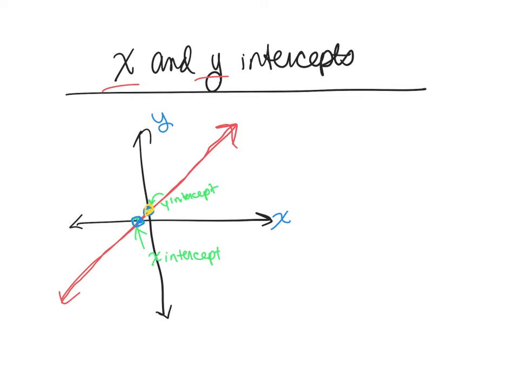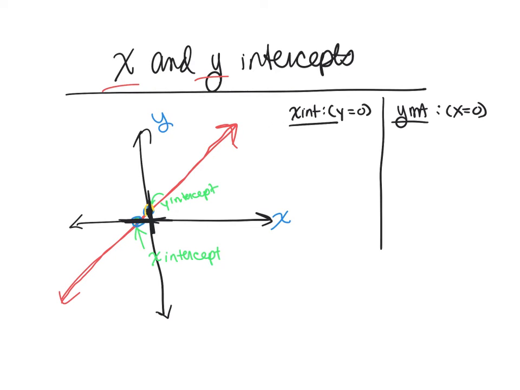Now, how do you find it? Well, to find an x-intercept, if you notice, the y value is actually 0 there because it's on the x-axis. So you set your y equal to 0 and then you solve. Similarly, to find a y-intercept, if you notice, the x value is 0 because it's on this line. So we're going to find the x and the y-intercept by setting the opposite variables equal to 0, and then that'll give you the point.